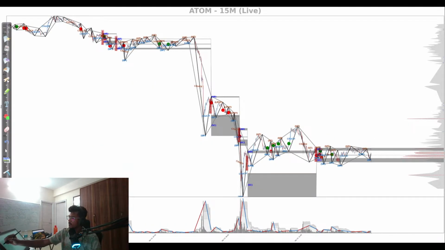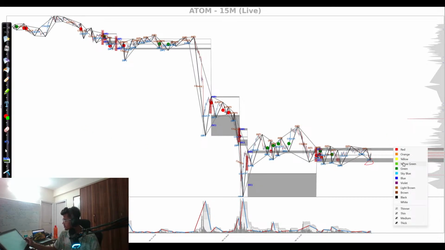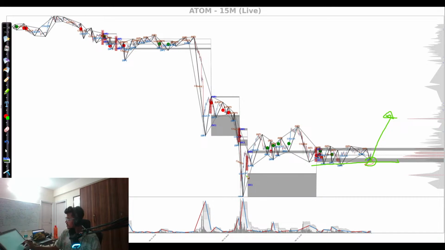Atom is going to go up. So we had a spring on Atom, right? Here, spring forming on Atom. So it will go up. If it doesn't go up, then it's gonna come around here and then might go up.